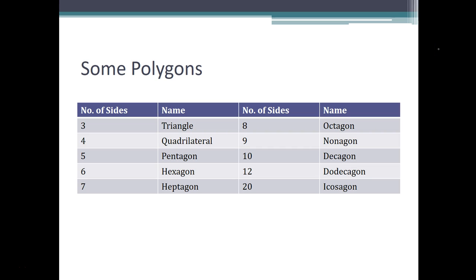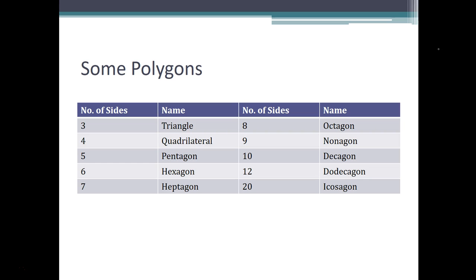Here's some different polygons. Remember, you have to have at least 3 sides, 3 line segments. If you have 3, you have a triangle. If you have 4 connected, you have a quadrilateral. Some famous ones you're probably familiar with are square, rectangle. You've also got rhombus, trapezoid. 4 line segments joined together make some type of quadrilateral.